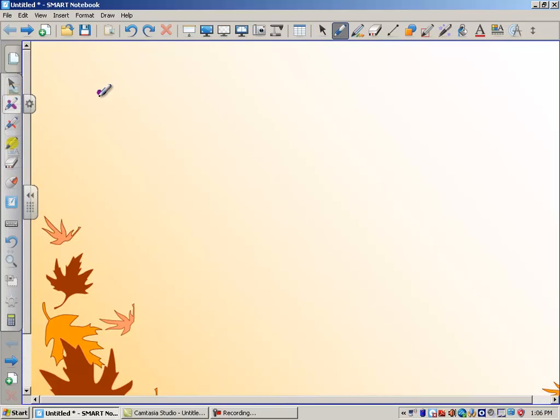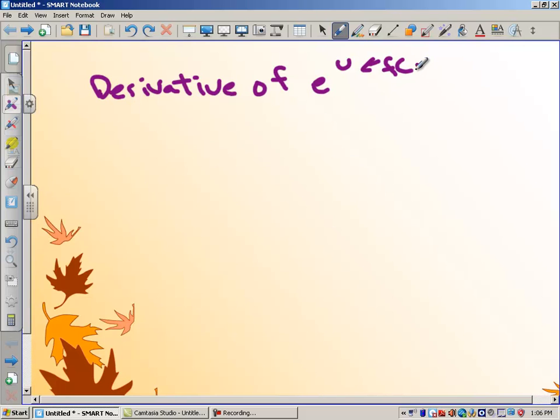Today we are going to look at the derivative of e to the u, where u is some function of x. We're going to start with the basic e to the u. We're going to start with y equals e to the x.